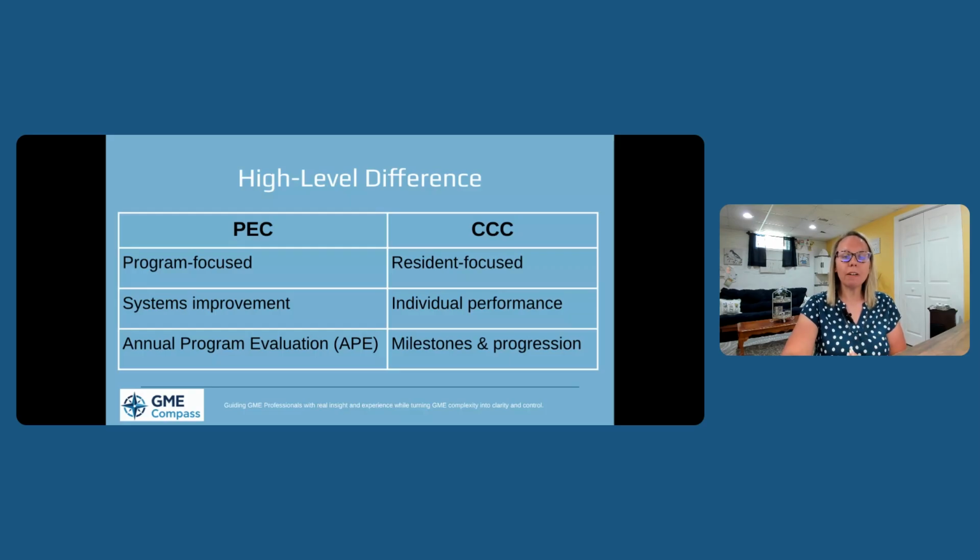CCC is resident focus, fellow focus, trainee focus, progression oriented. So you want to make sure that your trainee is progressing through a good trajectory of their training program, and it's competency driven. You're focusing on the different competencies that your trainee needs to achieve throughout their training program.